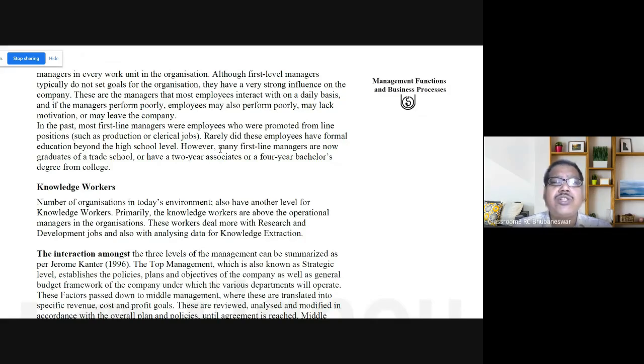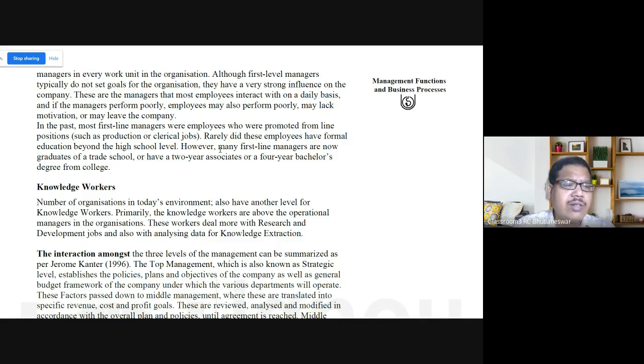They have a very strong influence on the company, but they have to go for the managers' requirements to fulfill. So they will interact with the employees on a daily basis, and if managers or employees perform poorly or lack motivation, they have to look into it so that those things can be taken care of. And here they can also go for the employees who have performed well in their line of positions, who must be awarded. This kind of thing they have to carry out.